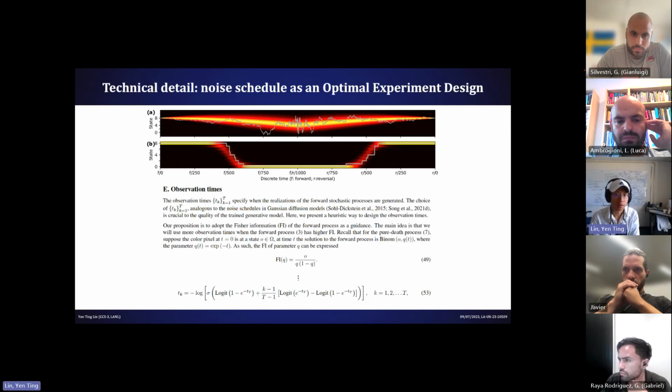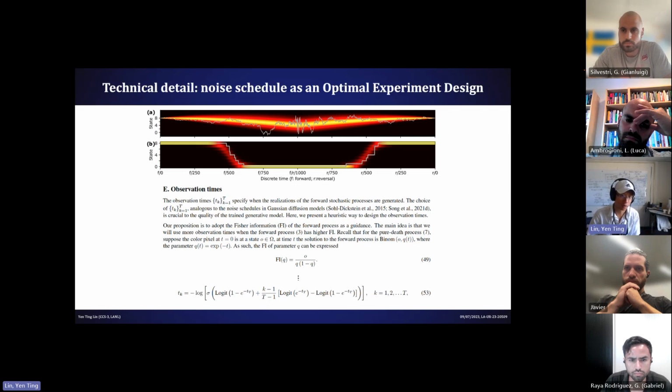There's a technical detail that we identified: the noise schedule, as in all diffusion models, is super important, and I think it's a really underexplored area. We frame it as an optimal experiment design problem. So basically, you have this continuous time process, and the question you want to ask is, where is the best time to put my neural net and have it learn? We have handled some of these kinds of problems in the experimental design domain, and we try to frame it as this problem.